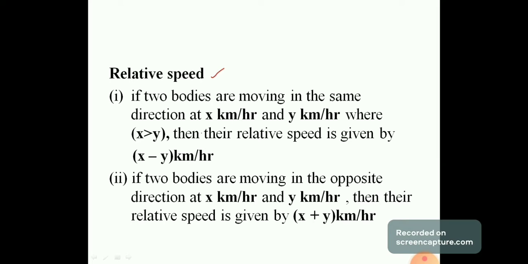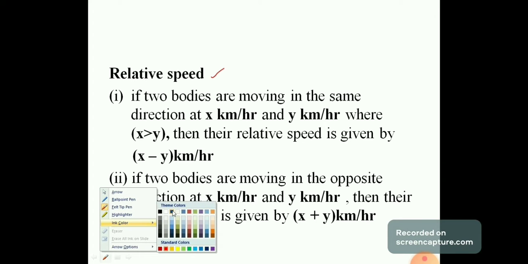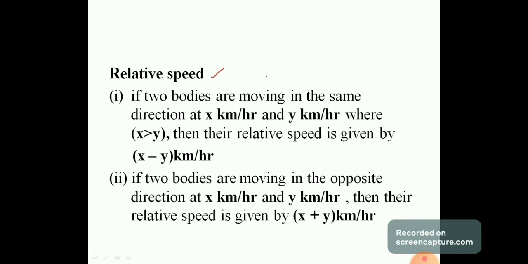If two bodies are moving in the same direction at x kilometer per hour and y kilometer per hour, when x is greater than y, which means one speed is faster and the other is slower, then relative speed is given by x minus y, the difference between the speeds. If the two bodies are moving in opposite directions with speeds of x kilometer per hour and y kilometer per hour, then relative speed is the sum of the speeds, that is x plus y kilometer per hour.